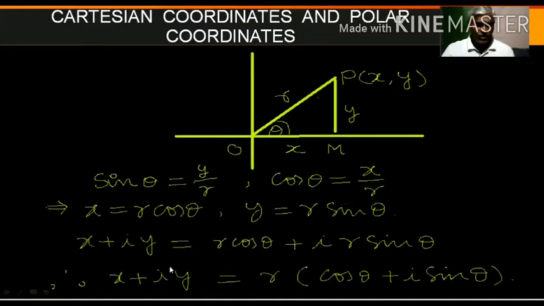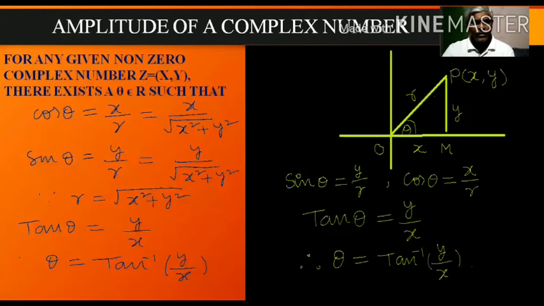So now if we relate these two, any complex number x plus iy can be equated with r cos theta plus i sin theta, taking r common. So x plus iy is equal to r into cos theta plus i sin theta is the relation between Cartesian coordinates and polar coordinates. Let us observe this.